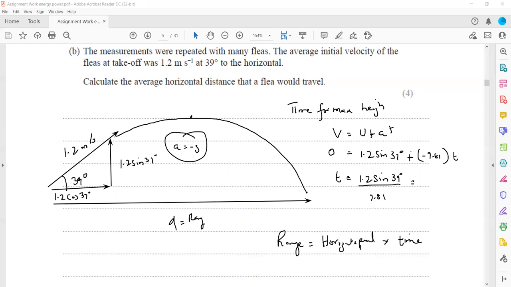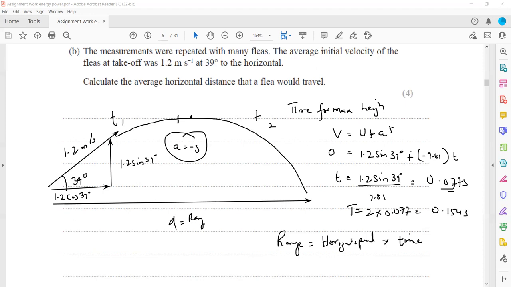That is 0.077 second. But that's the time to reach the maximum height. So what is the total time? It will be t1 plus t2. So the total time will be twice 0.077, which equals 0.154. So we have the total time.